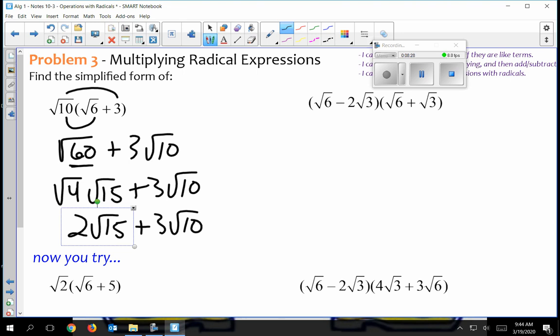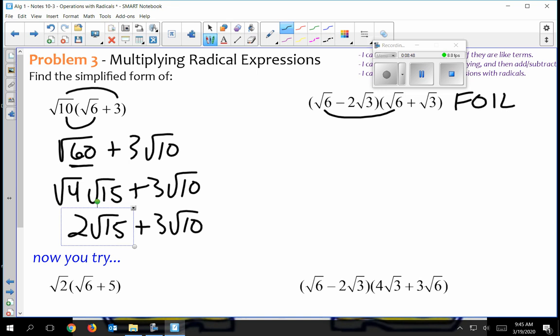This one's going to get a little intense here. This is foiling. Okay, so hopefully remember, first terms is F, outside is O, the outside terms, I is the inner terms, and L is the last terms from each parenthesis. So 6 times square root of 6 times square root of 6.